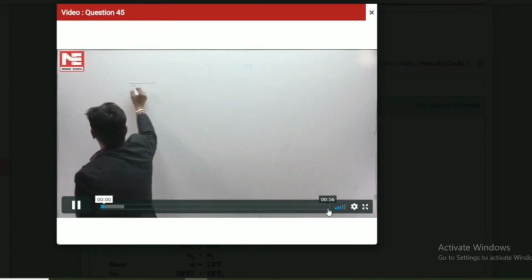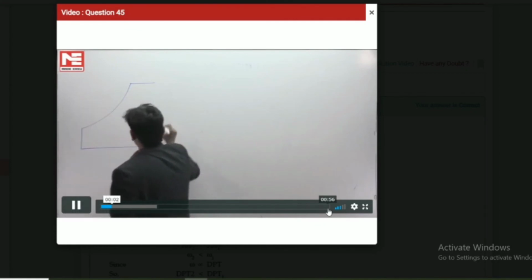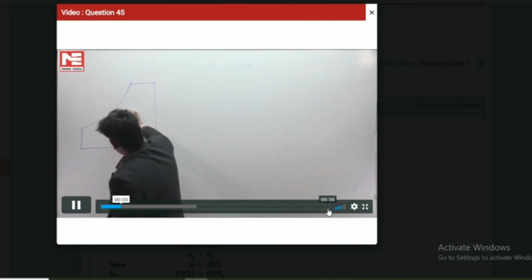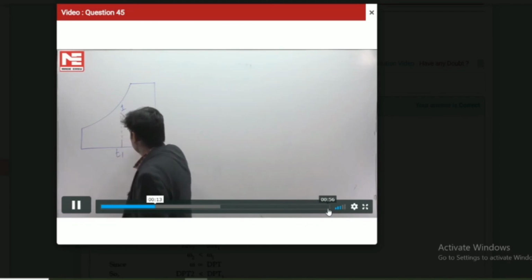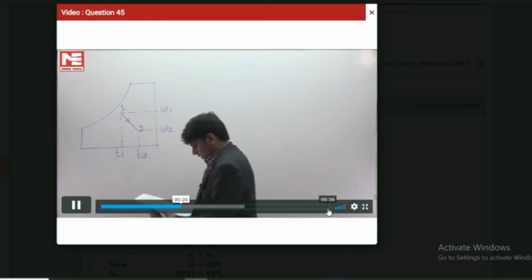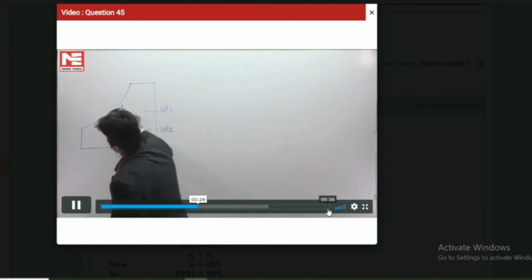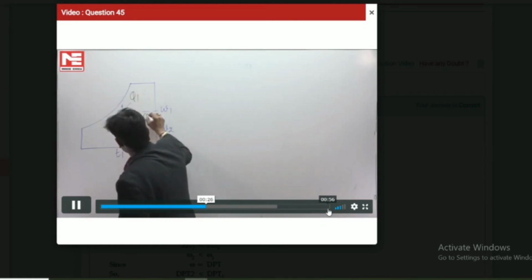Case of a chemical dehumidification. Chemical means constant enthalpy, and constant enthalpy is represented in an inclined manner, and dehumidification means decreasing the specific humidity. So this is point 1, this is point 2, so this is T1, this is T2, corresponding to omega 1 and this is omega 2. Now we have to find out which of the following properties decrease. So this is phi 1 and this is phi 2.